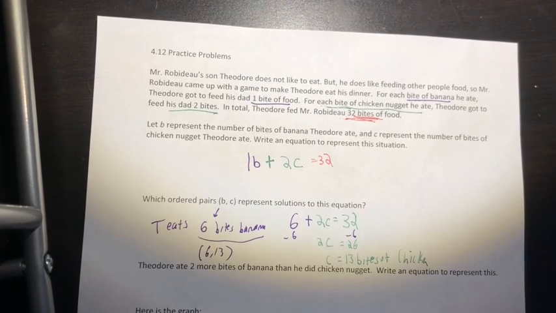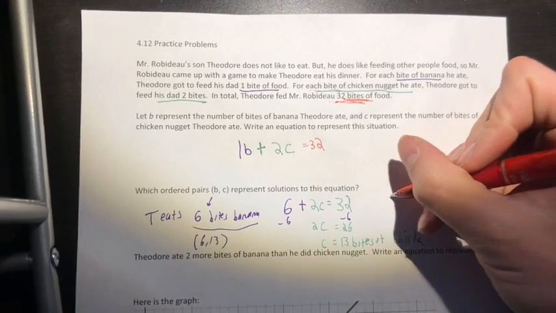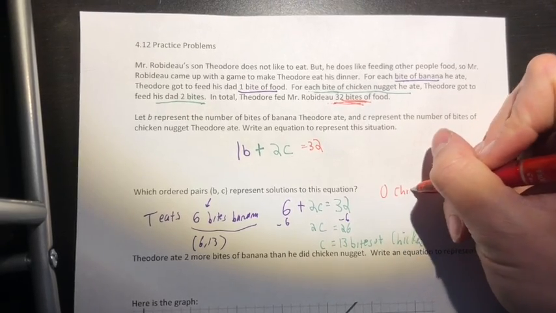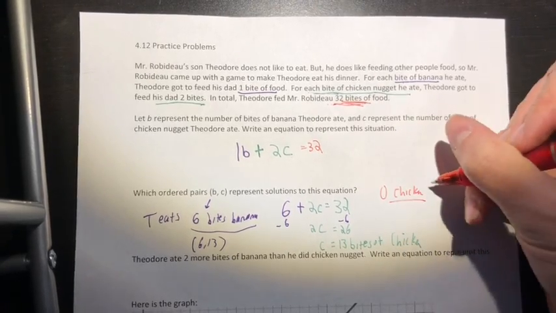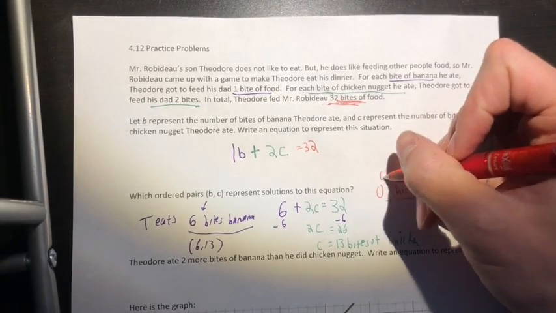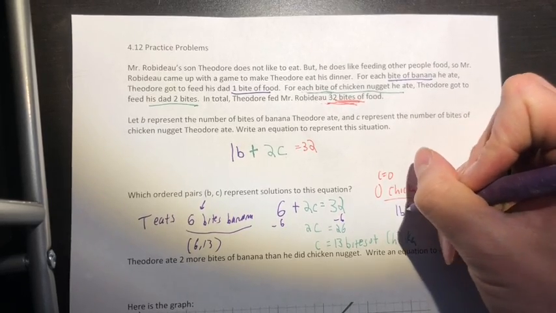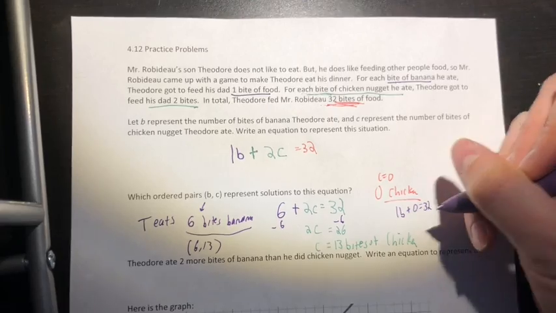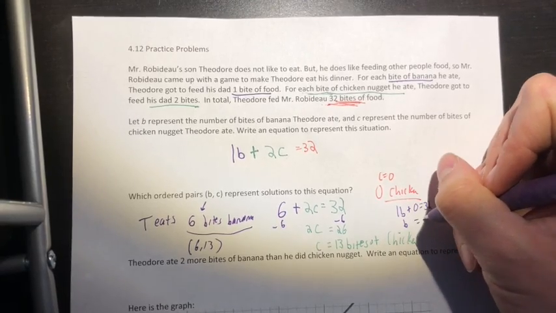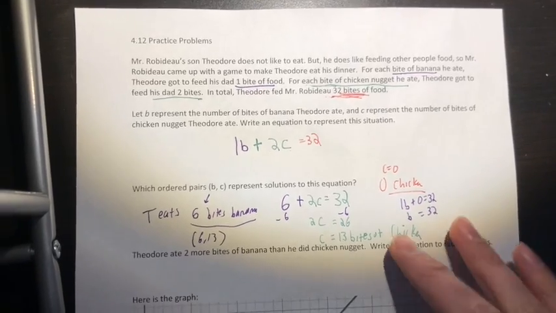And then what if he doesn't eat his chicken at all? What if this kid does not eat chicken? What if he ate 0 chicken bites? Well, that would mean that C equals 0. So we'd have to figure out, all right, 1B plus 0 equals 32. And that means he must have taken 32 bites of banana then, because 1B equals 32. So following along, you should have a couple answers already.